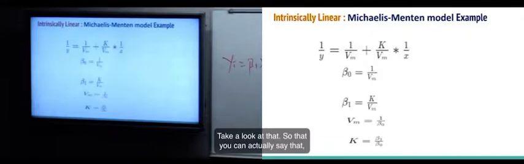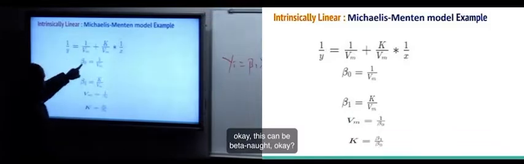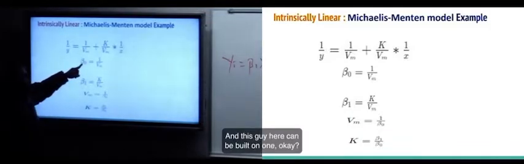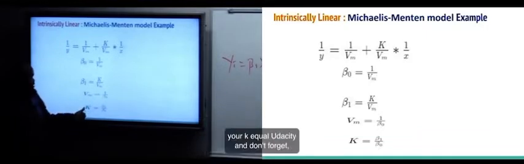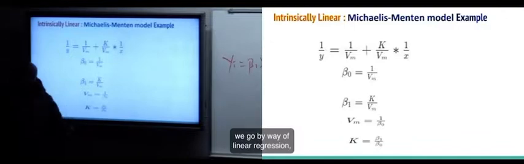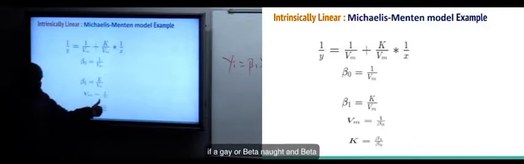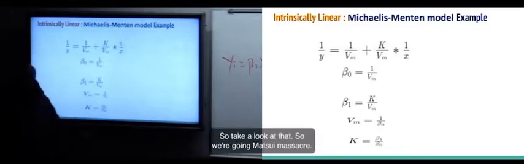So you can actually say that this can be beta naught, and this guy here can be beta 1, so that your Vm equals that and your K equals that. Don't forget, what we're looking for initially is Vm and K, but when we go by way of linear regression, if I get your beta naught and beta 1, then we'll be able to get this guy and this guy. So take a look at that.